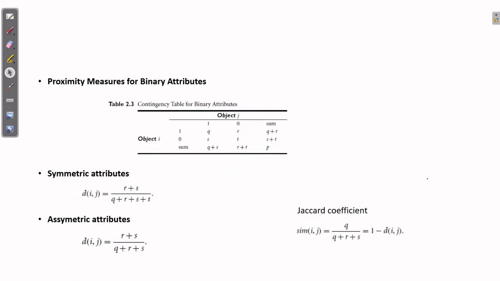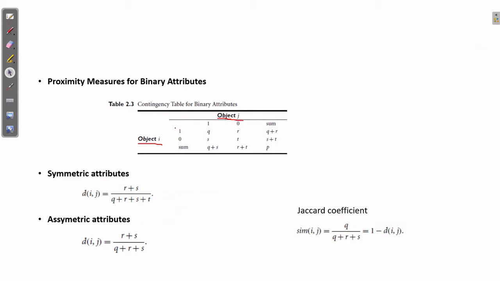Now we will look at binary attributes. Binary attributes are like nominal attributes, but with only two values. Such an attribute can only take two values: 0 or 1, true or false. That type of values can only be taken by binary attributes, right? Now, if we have p attributes, we are going to find the distance between object I and object J.